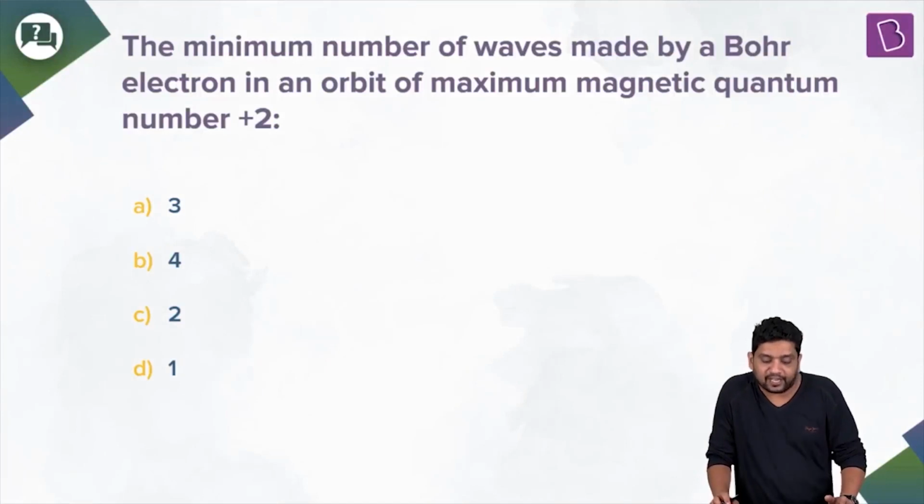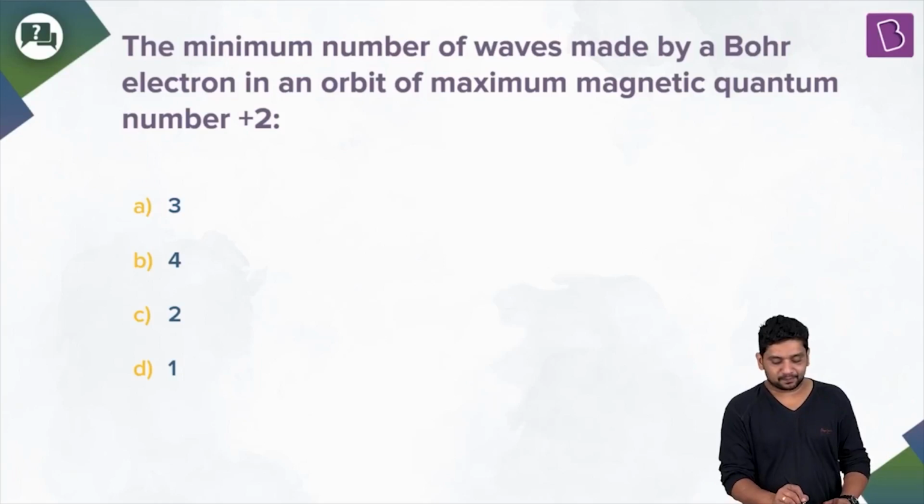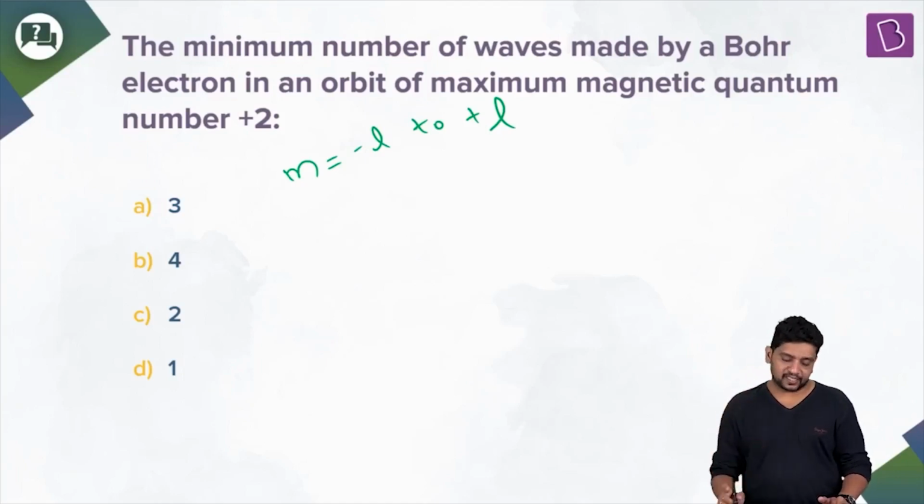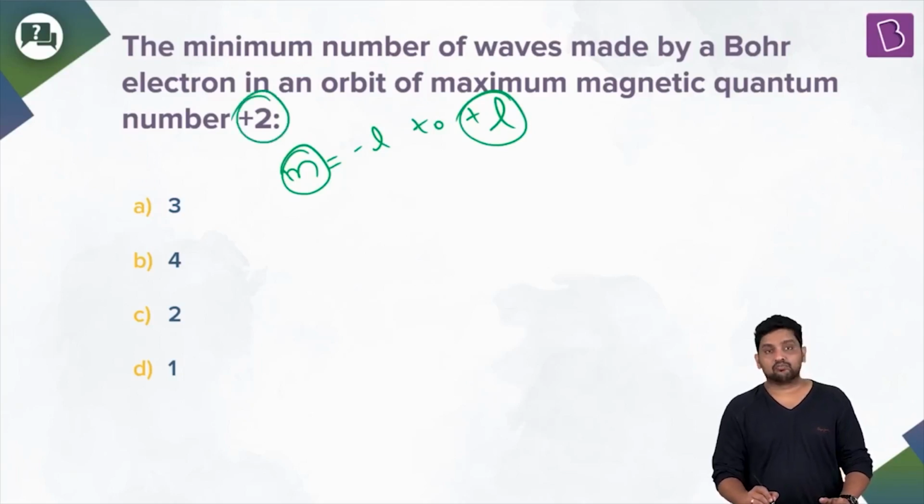The minimum number of waves made by a Bohr electron in an orbit of maximum magnetic quantum number plus 2 is, right? What is magnetic quantum number? Magnetic quantum number is going to range between minus L to plus L. It talks about the orientation of the orbital in space. The maximum value of m is obviously plus L, and that is given to us as plus 2, which means that L is 2, right?